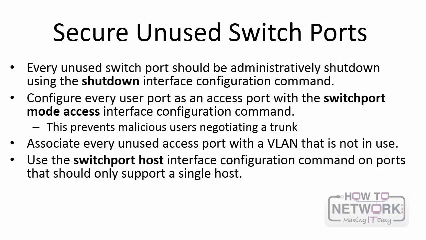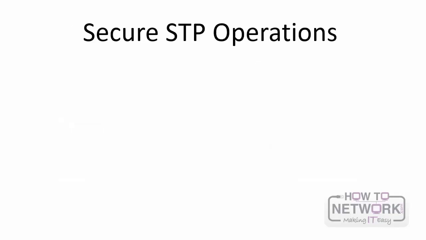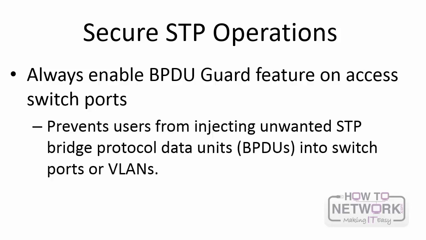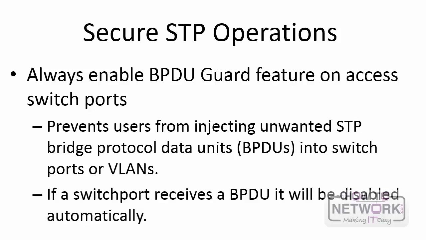Next, you should secure spanning tree. And the best way you can do this is with BPDU guard. As you may know, a malicious user can inject STP bridge protocol data units, or what we call BPDUs, into switch ports, and this can disrupt your loop-free topology. So if you enable BPDU guard, that would disable the port immediately when it receives unexpected BPDUs. This is covered extensively in the spanning tree videos.